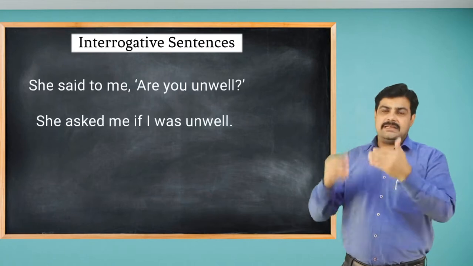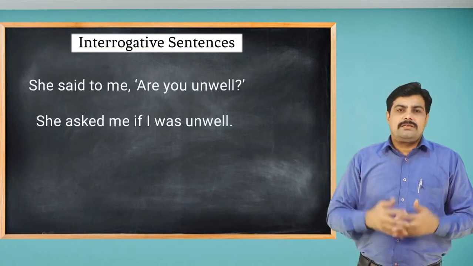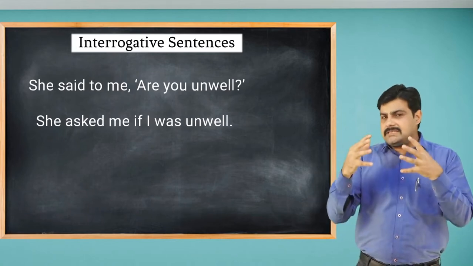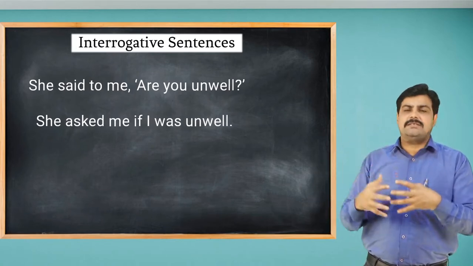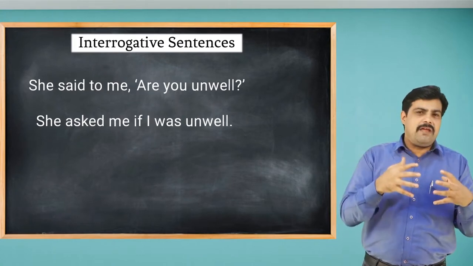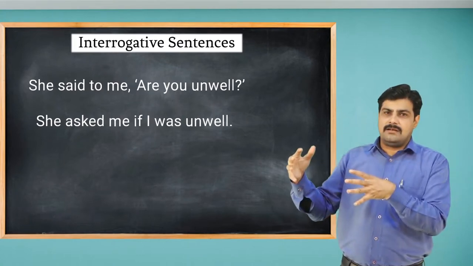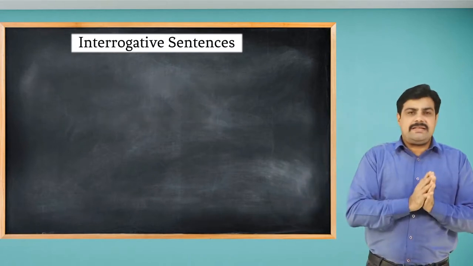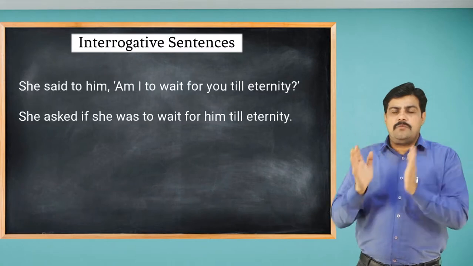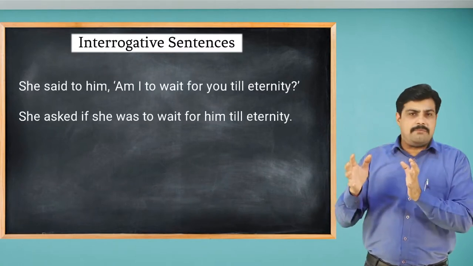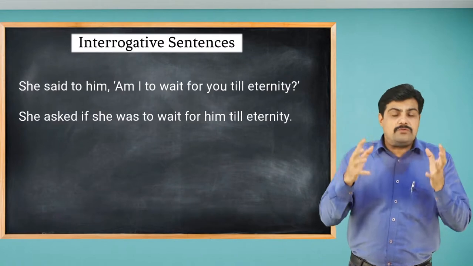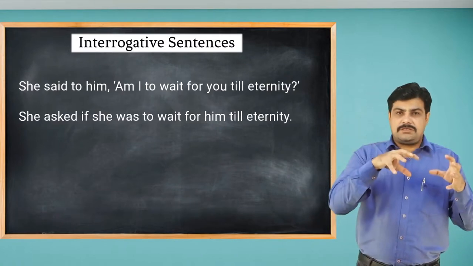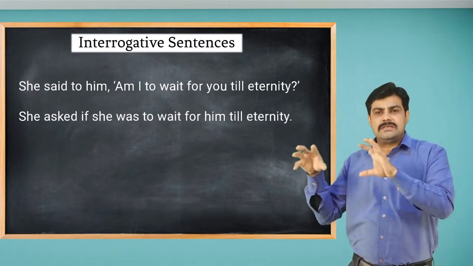Let's see this through an example. She said to me, "Are you unwell?" We will change the sentence into indirect speech as, she asked me if I was unwell. Full stop, no question mark. Now let's take another sentence. She said to him, "Am I to wait for you till eternity?" She asked if she was to wait for him till eternity.